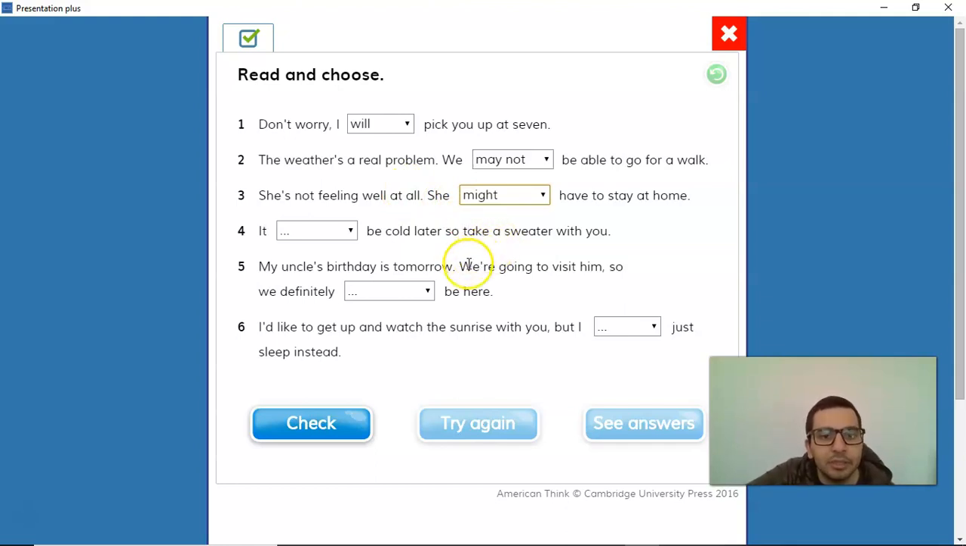Number 4, it blank be cold later, so take a sweater with you. It may or may not. Well, it may be cold later, so take a sweater with you. Number 5, my uncle's birthday is tomorrow. We're going to visit him, so we definitely won't be here. Yes, if they are going to visit their uncle, they won't be here because it's definitely a future certainty.